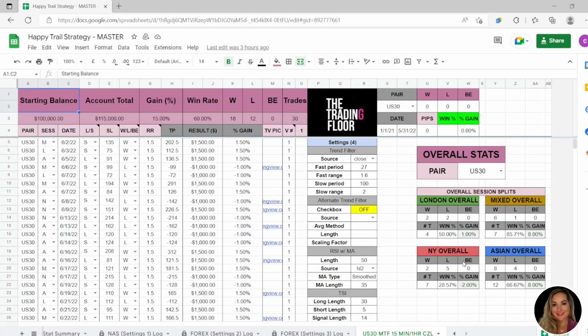And obviously the 15% gain is if you trade it 24/7. Not really practical with this strategy because most people need to sleep. But as you guys can see, even just trading the higher win rate sessions, the mixed and the Asian session, they do very well.